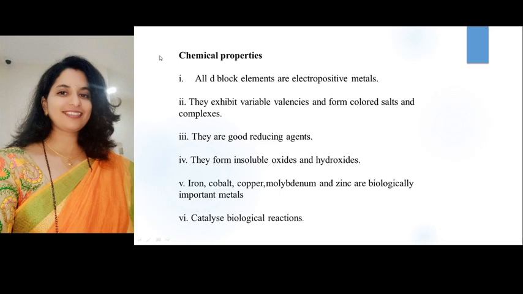Now we will see the chemical properties of d block elements. All the d block elements are electropositive metals. They exhibit variable valencies and form colored salts and complexes. They are good reducing agents. They form insoluble oxides and hydroxides. Iron, cobalt, copper, molybdenum and zinc are biologically important metals. They catalyze biological reactions.